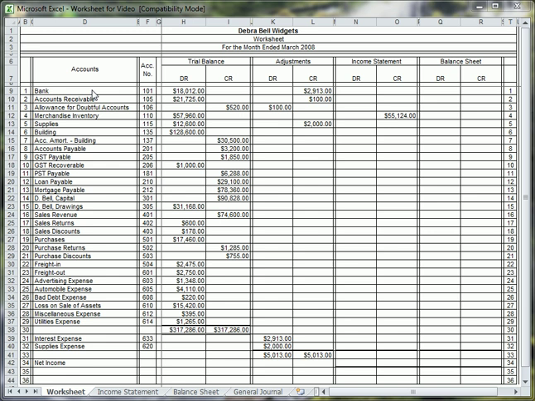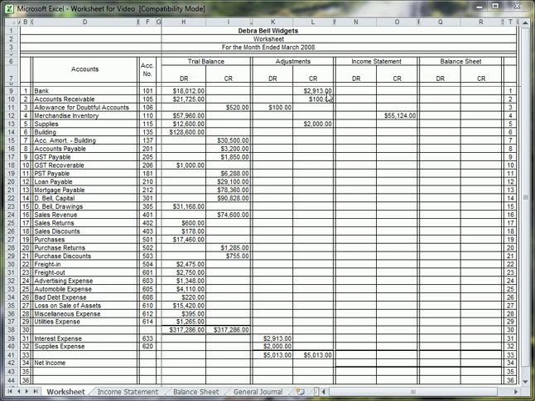Now, to complete the balance sheet, everything from bank to drawings comes over to the balance sheet. The one exception to that is the merchandise inventory. It's shown on both the balance sheet and the income statement, because it's an asset that the company has. But for the income statement, it's used for calculating the cost of goods sold. So it's in both. This 57,960 is the beginning inventory for the year, and the 55,124 is the ending inventory for the year.